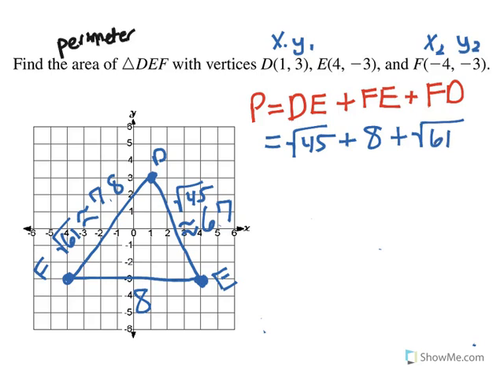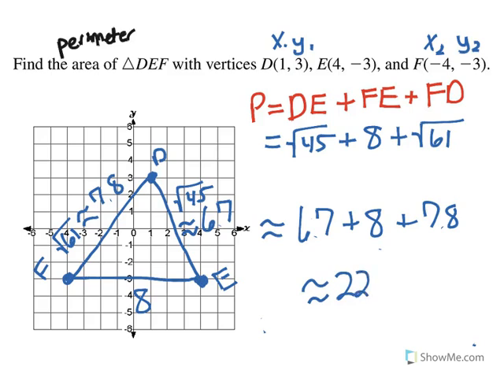I can go ahead and plug that in and try to get that answer, or I can also just use these decimals and get the approximate answer that way as well. So DE, I ended up getting 6.7, plus FE, I got 8, plus FD is 7.8. And either way that you plug this in, you're going to get approximately 22.5 for your perimeter. That's just a rounded answer, so 22.5 would be my approximate perimeter for triangle DEF.